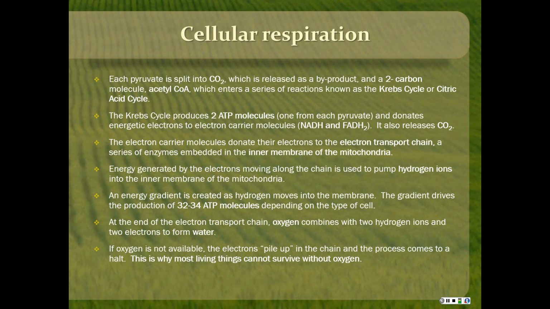and form water. And if oxygen isn't available, the electrons pile up in the chain and the process comes to a halt. That's why most living things can't survive without oxygen, including us. And even plants, you normally hear of plants taking in CO2, which they need for photosynthesis, but for respiration, they also need oxygen, just like we do. And that's why if plants, especially plant roots, are growing in an area that's deprived of oxygen, they don't do well either.